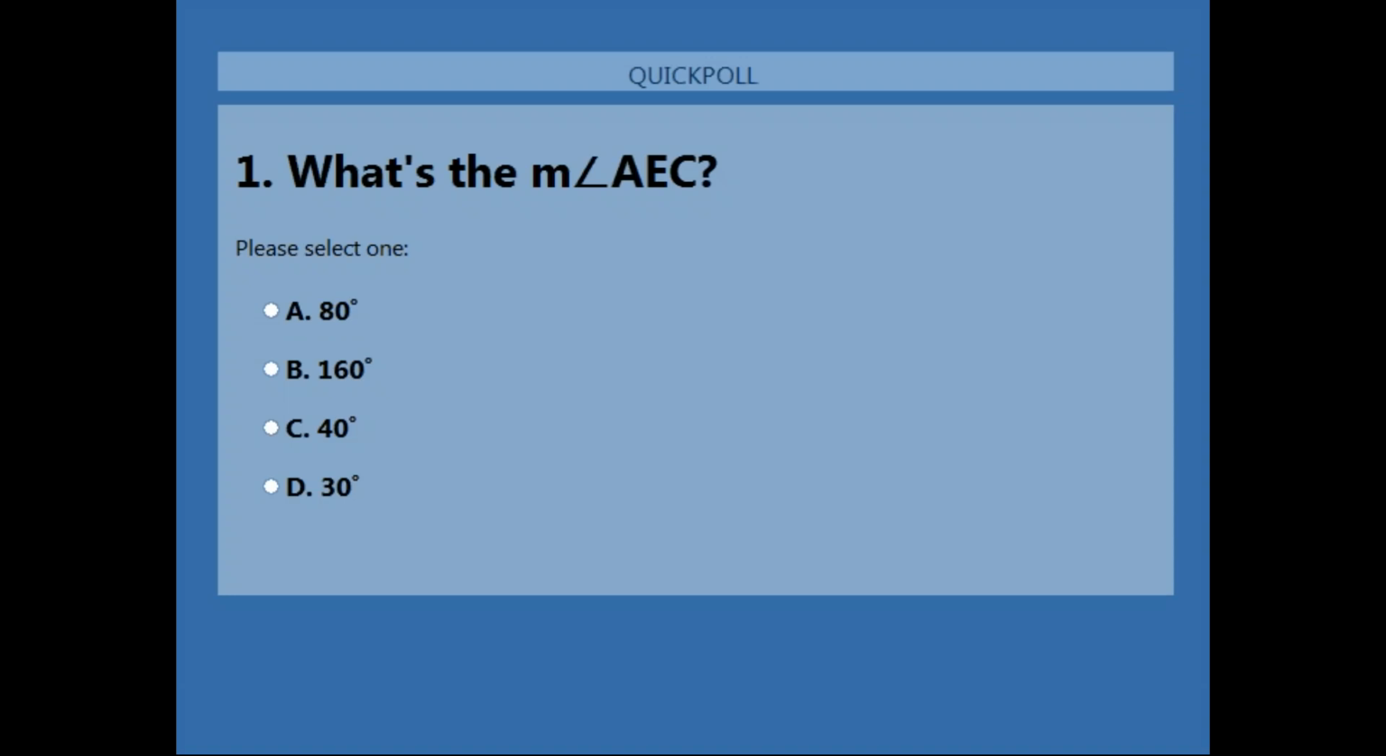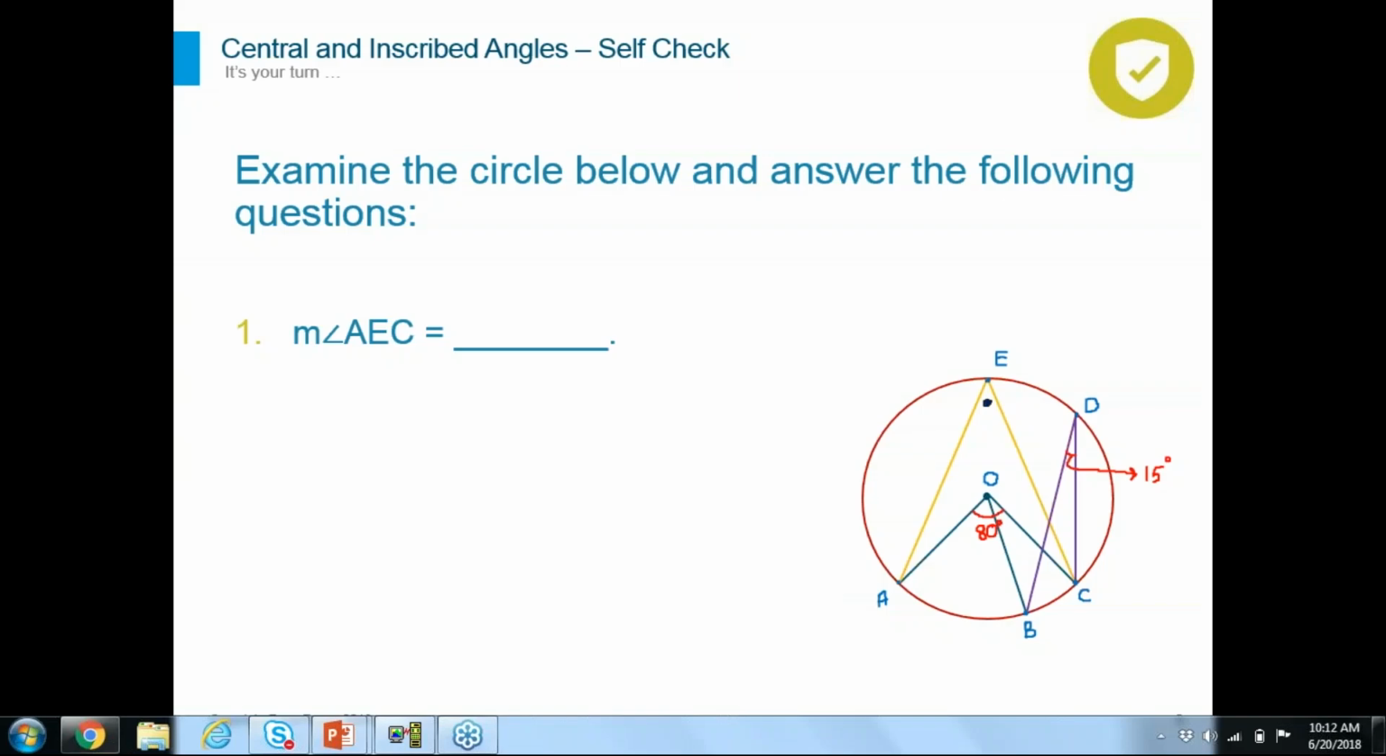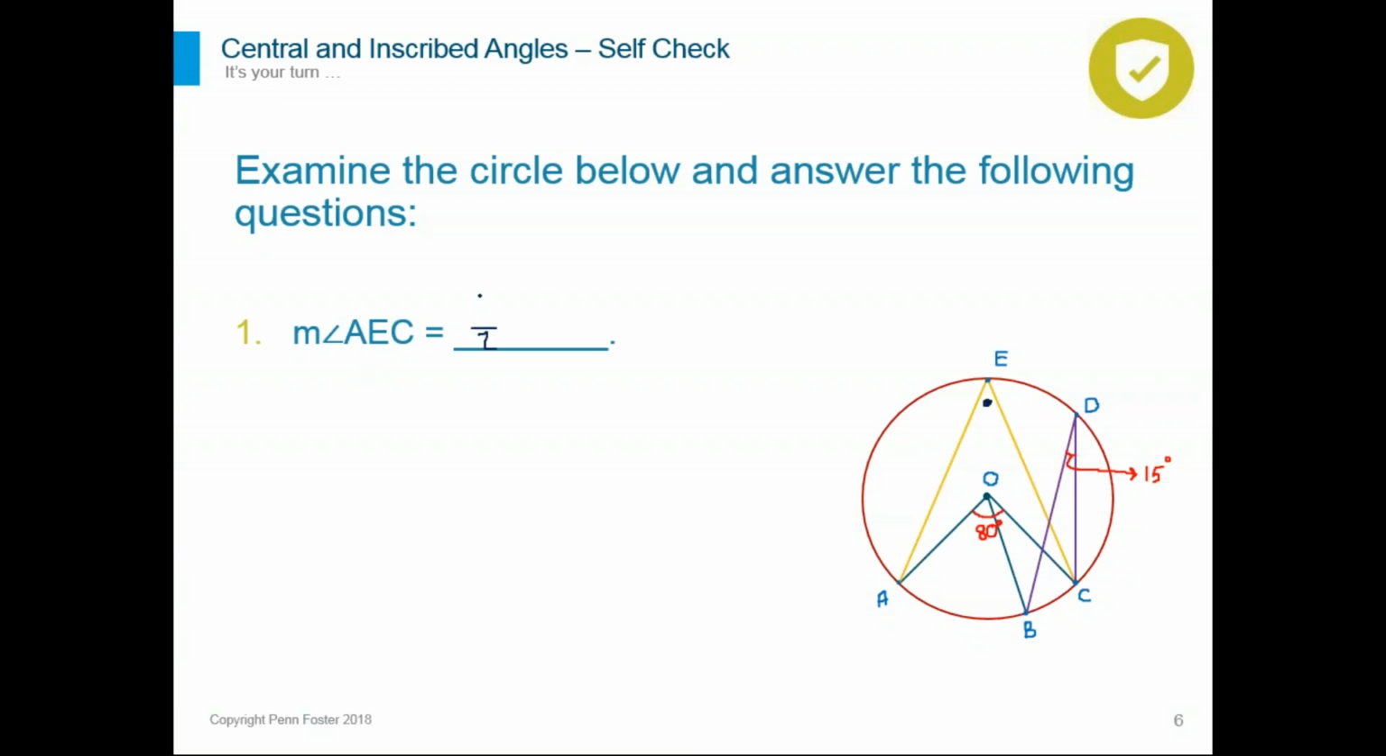Okay, let's do the question together. So since AEC is an inscribed angle, and this angle intercepts the arc AC, also, we know the central angle intercepts the same arc, which is AOC, is 80 degrees. That makes us use the fact that the inscribed angle equals half of the measure of the central angle. So the measure of AEC equals half times 80, and that will equal 40 degrees. So the correct answer is 40. 40 degrees is for this angle.